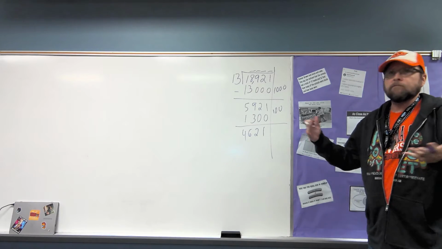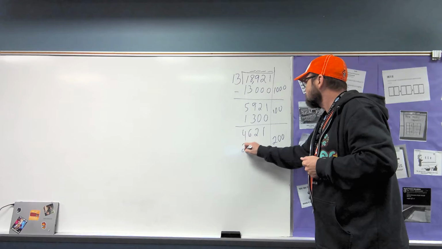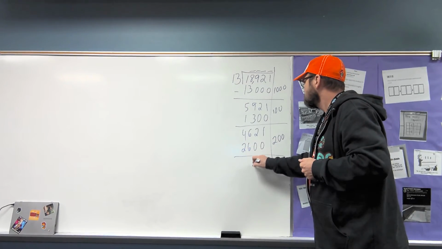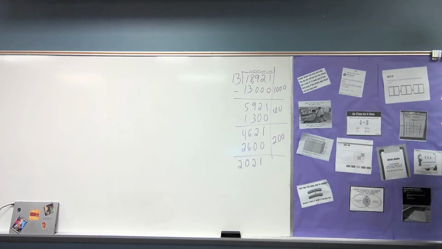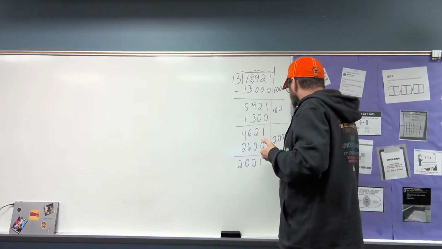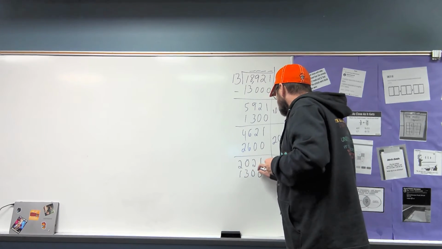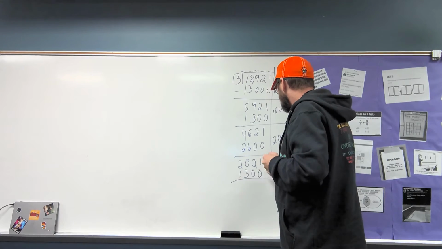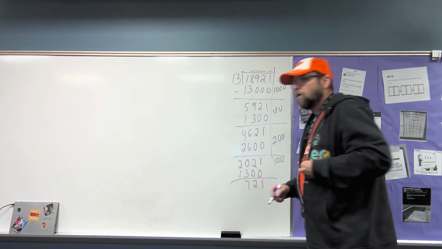So what would be 200? 2,600. Oh, we could have done that before. Okay. What else can we do? I guess we can do 100 again. It's 1,300. Did I do my? Oh, that's a 2. Sorry. 1, 2, 721. Is that right?